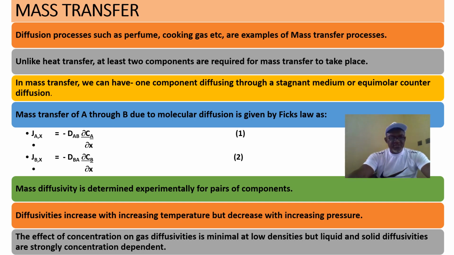J is a flux, that is, the flux of A in the x direction is directly proportional to the concentration gradient. That is, change in concentration of A over change in distance. And the proportionality constant there, DAB, is mass diffusivity. Now, in the second equation, equation 2, we are considering mass flux of B, that is JBx, flux of B in the x direction, which is the same again, proportional to the concentration gradient of B. And the mass diffusivity is determined experimentally for a pair of components.